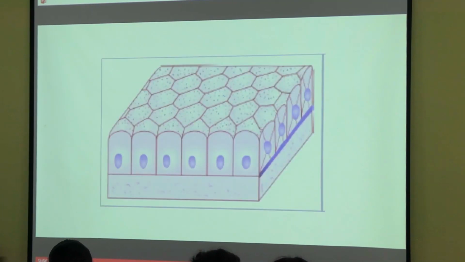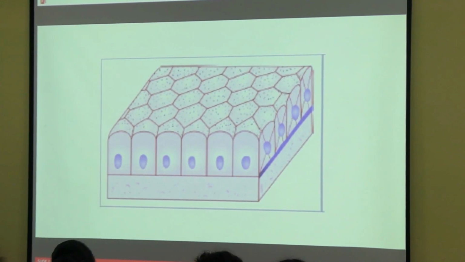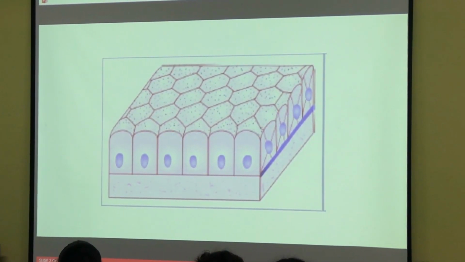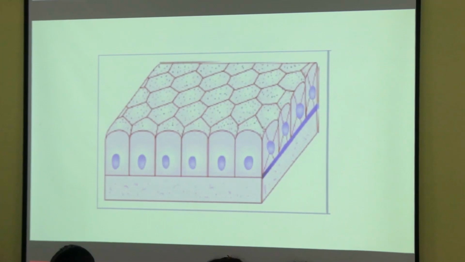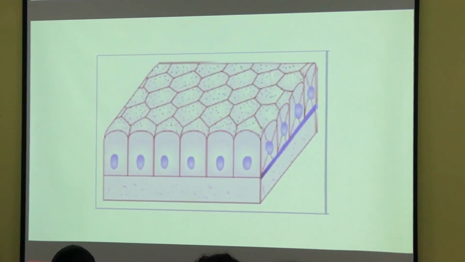Column-like. See, this is a column, right? Column-like. What's the feature? कैसे बोलना है कि this is a column? If this is a column, then how will you describe it? Height will be more than width. Height will be, that is this one. Height is more, right?